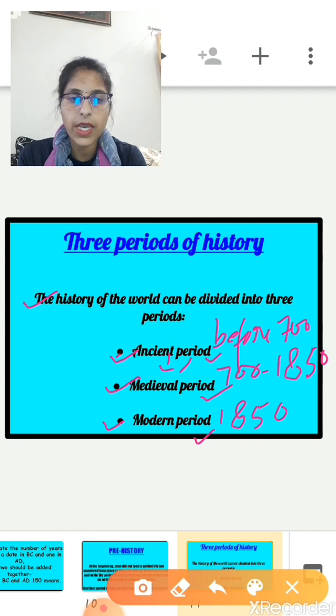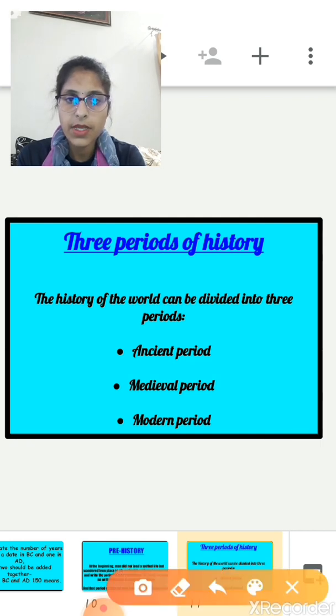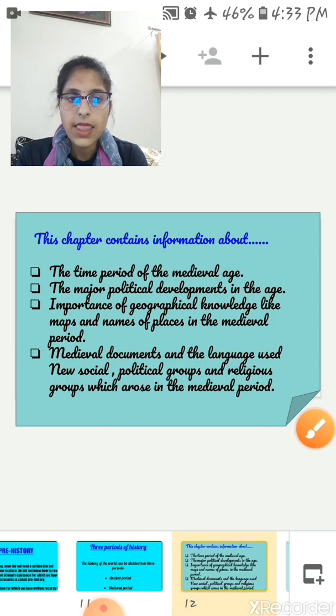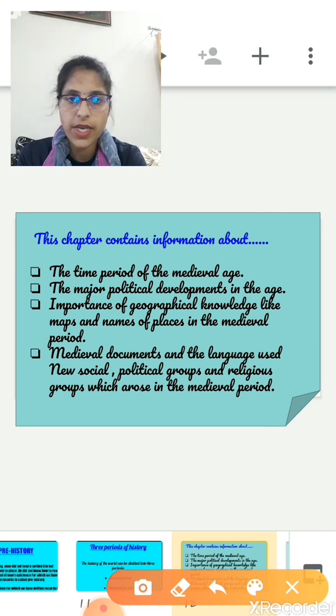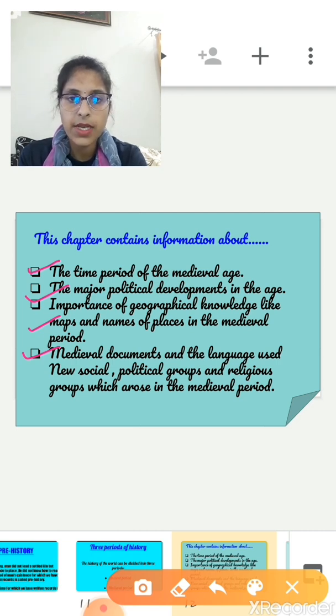Is it clear? Okay. According to your NCERT book in 7th standard, we learn about the medieval period. So let's start. This chapter contains information about the time period of the medieval age, the major political developments in the age, the importance of geographical knowledge like maps and the names of places in the medieval period, medieval documents and the languages used, and the new social, political and religious groups which arose in the medieval period.